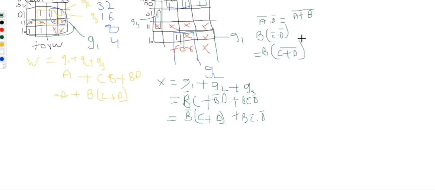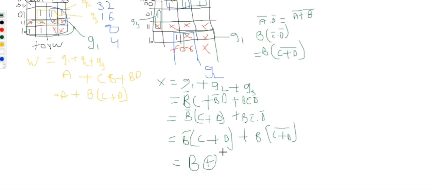So when we substitute this here, we get B into B complement into C plus D, plus B into C plus D complement. Now this is in the form of A complement B plus A B complement, that is XOR gate. So we get B complement B XOR with C plus D. Now this is the expression for X.